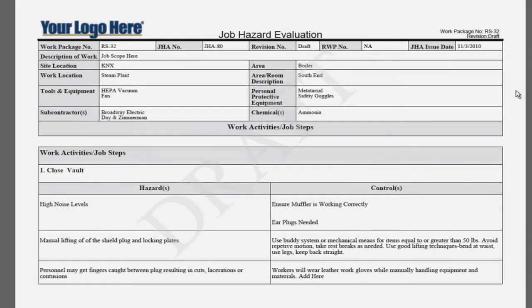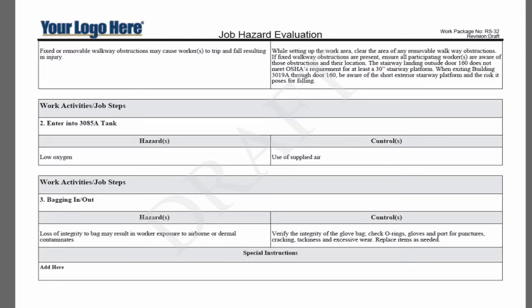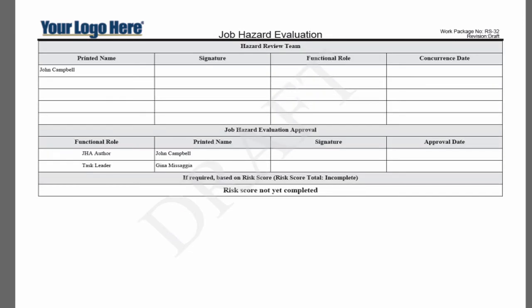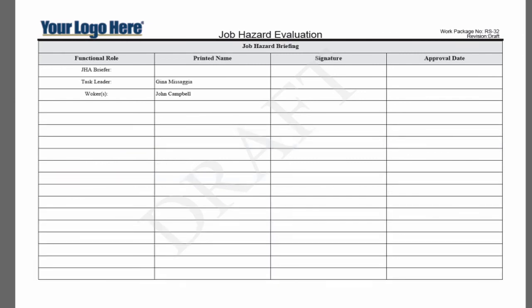Here's our finished sample JHA, including hazards and controls for each step of the work. It's easy to create, and you can be confident that it accurately reflects the level of detail you invest in your hazard analysis, including specific details of how your workers get the job done at your company.